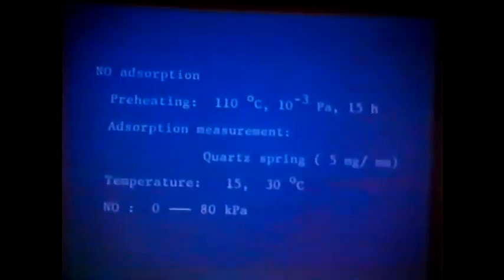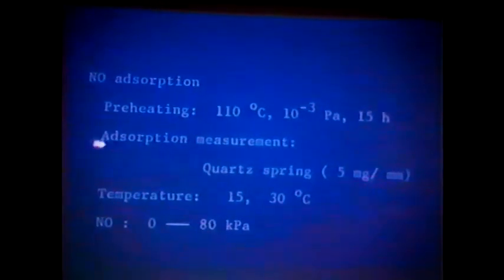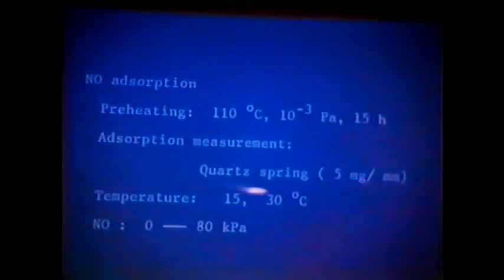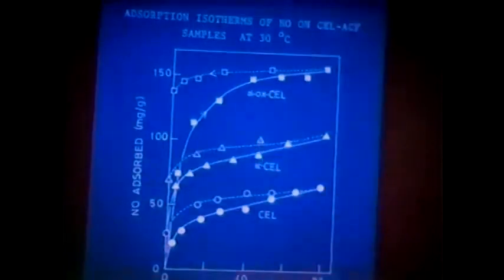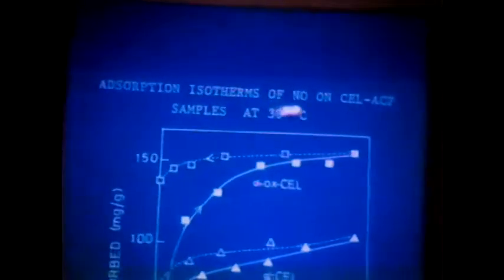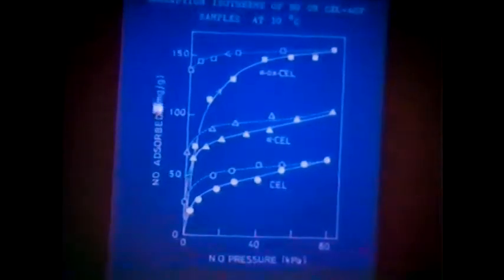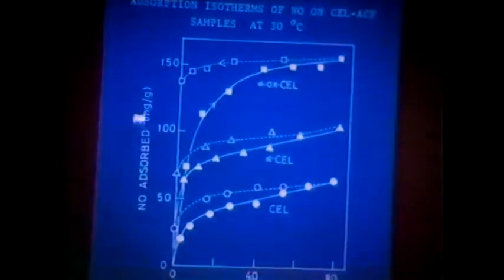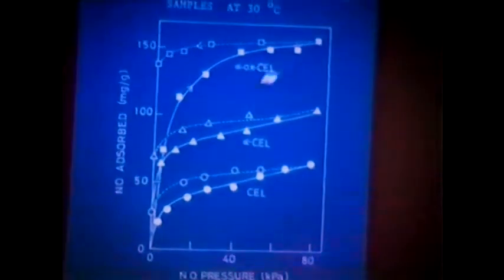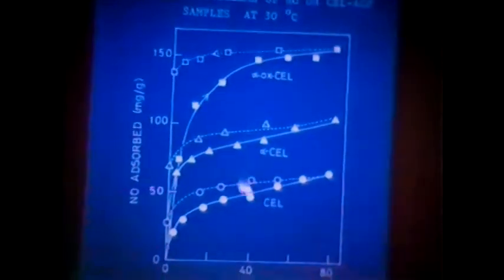Now, I'd like to speak on NO adsorption. We measured NO adsorption isotherms by a conventional gravimetric method. This slide shows adsorption isotherms of NO on cell samples at 30 degrees. The amount of NO adsorption is expressed in terms of milligram per gram. Alpha-OX cell has the greatest NO adsorption capacity of these samples.